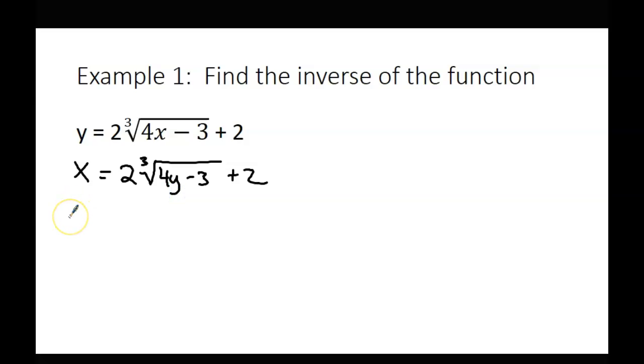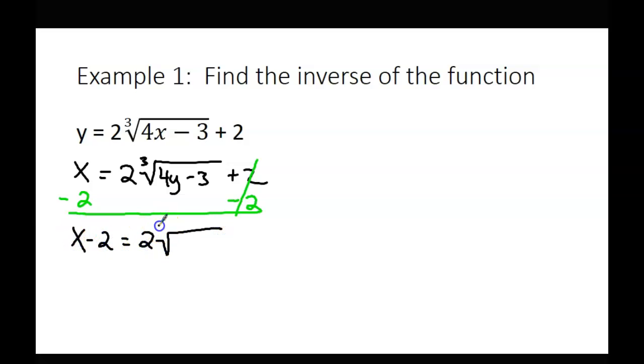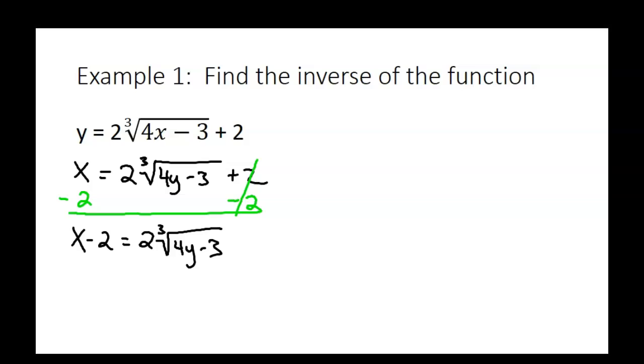Okay. Now, the next thing after you switch the x and the y is you want to get that y by itself. So the first thing I would do here is I would minus the 2 on both sides. And that would give me the following. Oh, I didn't give you guys a chance to write the problem, did I? I'll wait. All right, guys. What do I do now?